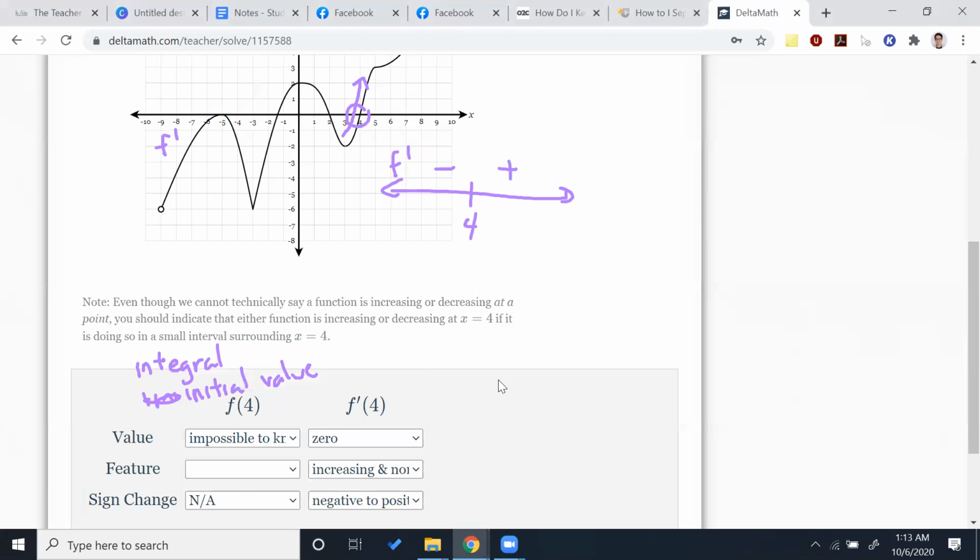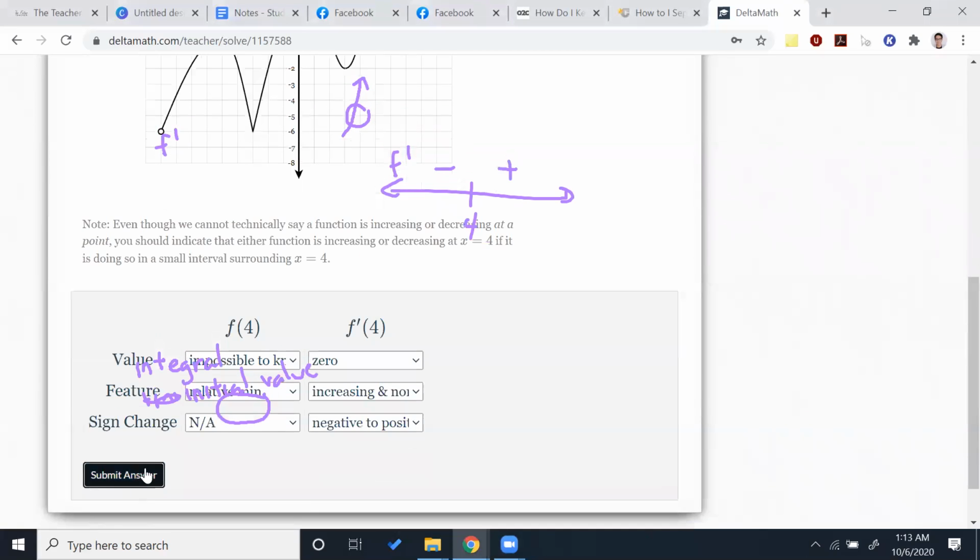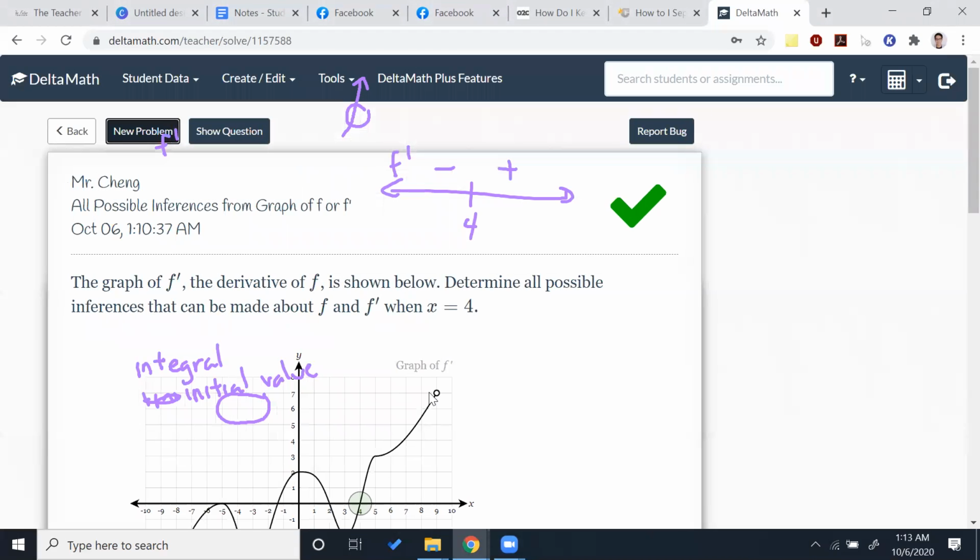The feature, okay, because this time we made a first derivative chart, right? At x equals 4, the sign changes from negative to positive, right? That only happens for f of 4 when f of 4 is what? What kind of value is this if the sign changes like this? Minimum? Yeah. Okay, and that's it.